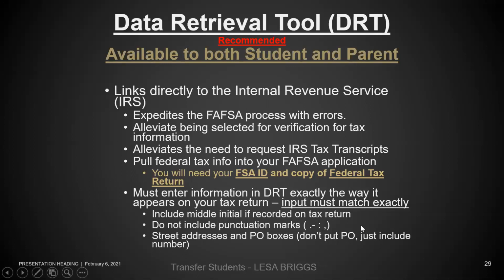So for new folks, if you're using the FAFSA and need to request your tax information, you want to use the data retrieval tool that's tied into the FAFSA. It allows you to access your tax information directly from the IRS, and it loads your tax information onto the FAFSA for you so that you're not having to figure out what number goes on which line. It expedites the process of the FAFSA.